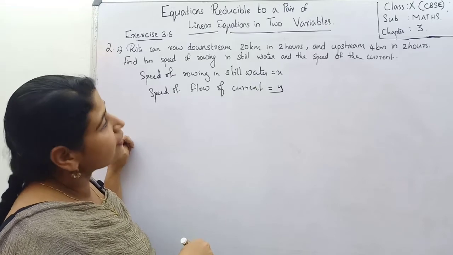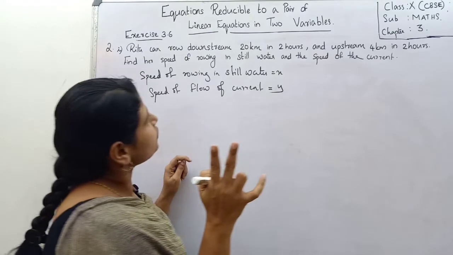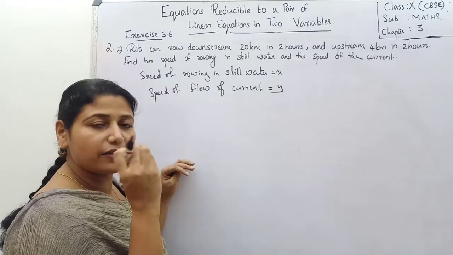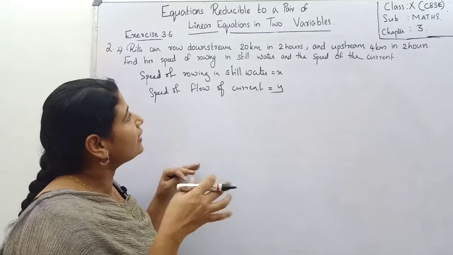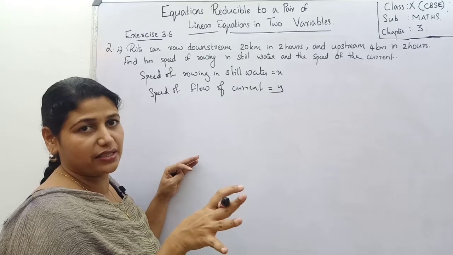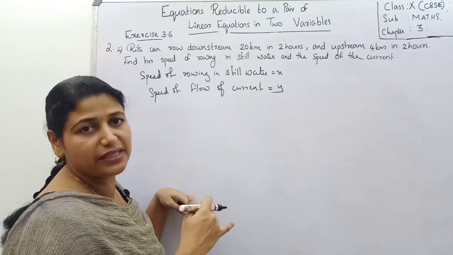So we know that in a river or in any stream, there are 2 types of streams that can be seen, downstream and upstream. Downstream means the direction of the rowing person and the flow of current, or the flow of water, will be in the same direction. Okay, in the same direction. And upstream means both are in the opposite direction.